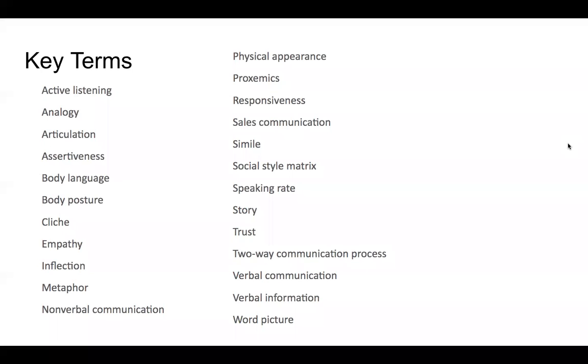So here, a list of the key terms. Again, you can find these all in your book, so no need to go through these right now. Just make sure that you're familiar with each of these terms, and that you are able to identify why these are part of the sales process.